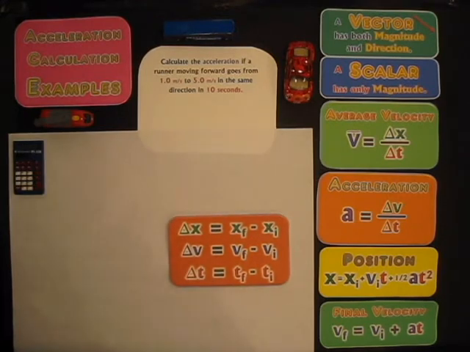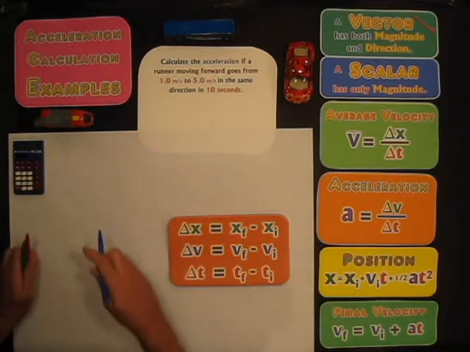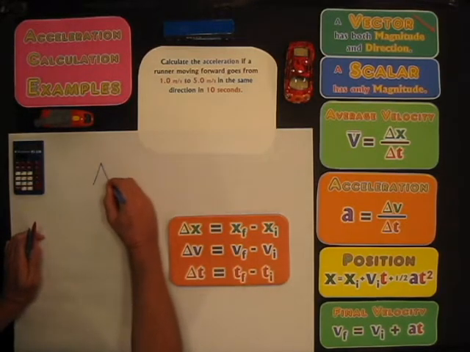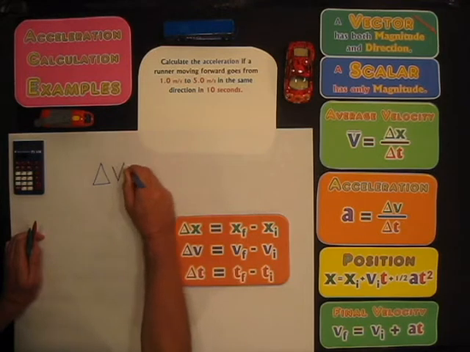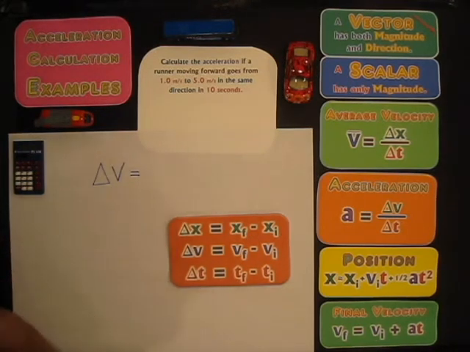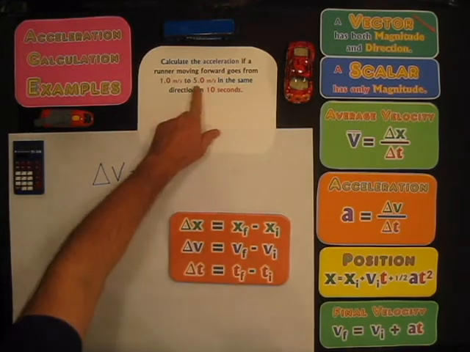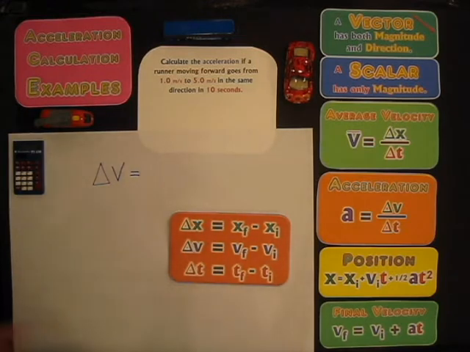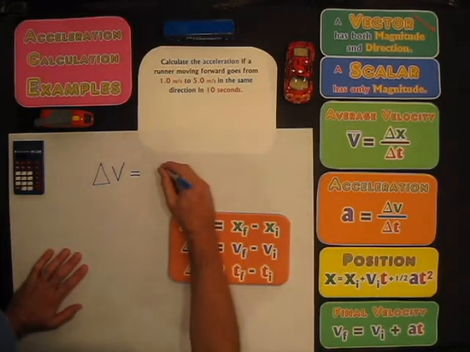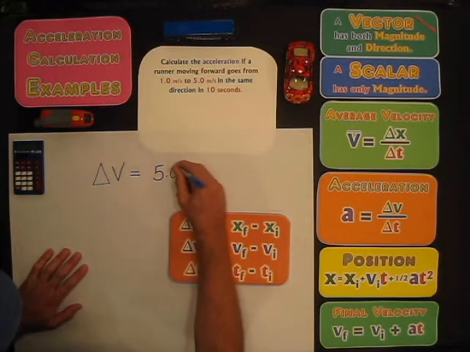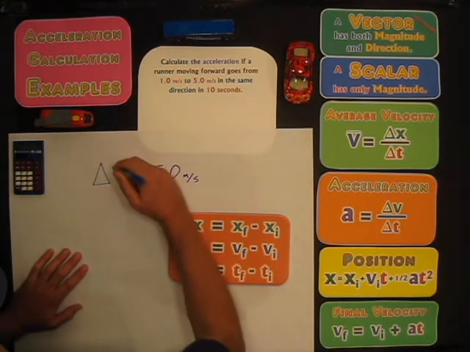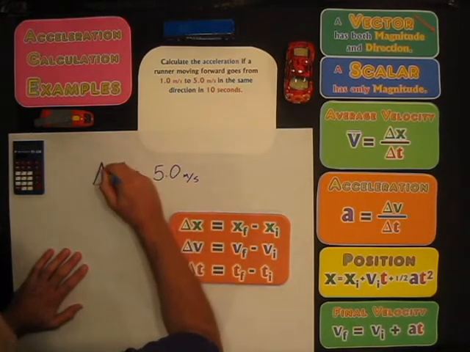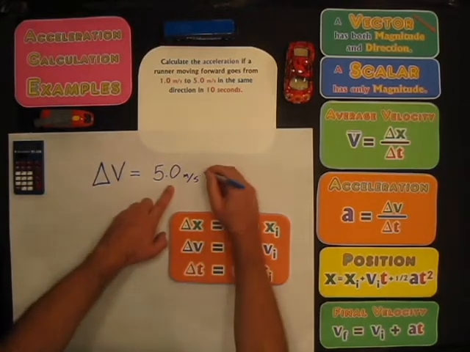Because if I'm going to get my delta v, I need delta v equals, maybe I'll use a darker pen. Delta v equals v final. So which of those is my final velocity? Which one happens second, at the end? Oh, the 5.0. So remember, it's final, that's darker, meters per second. Let me darken this one too. It's the final minus initial.